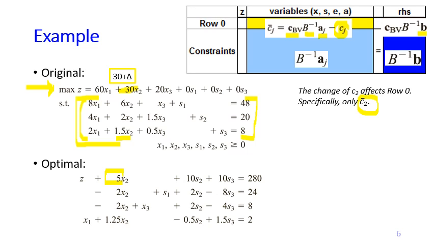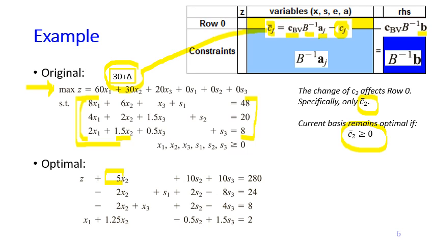And then we may see the formula to compute c hat 2 is this. We may say that the current basis remains optimal as long as c hat 2 is greater than or equal to 0. So the change of the price of x2 will only affect c hat 2, and the current basis will remain optimal as long as c hat 2 is greater than or equal to 0.